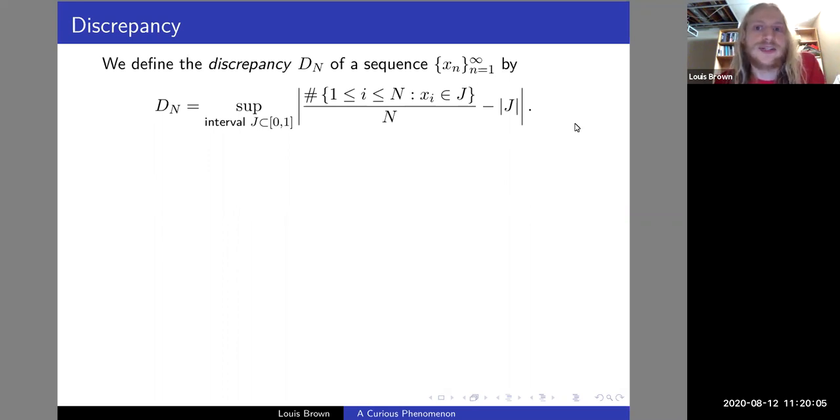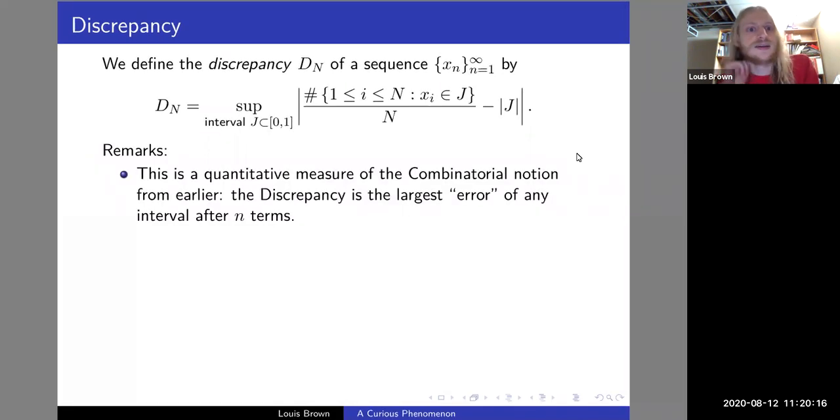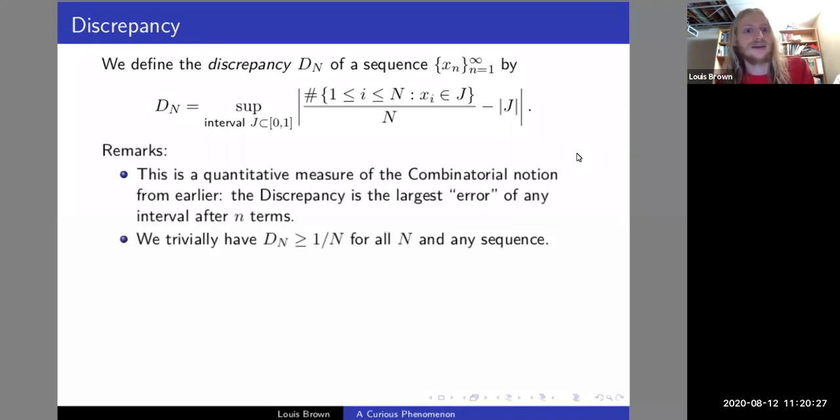So we're just saying, what's the difference between the number of points that it should have based on its length and the number of points that it actually does have in the first n terms of the sequence? So the discrepancy is the largest error of any interval after n terms in terms of how many points it has inside of it. And trivially, we have that the discrepancy is at least 1 over n for all n in any sequence.